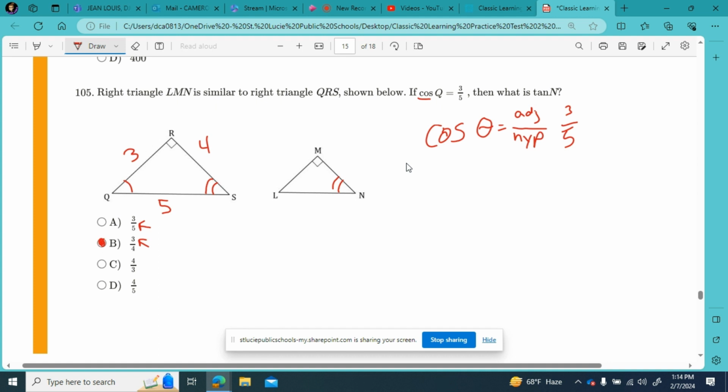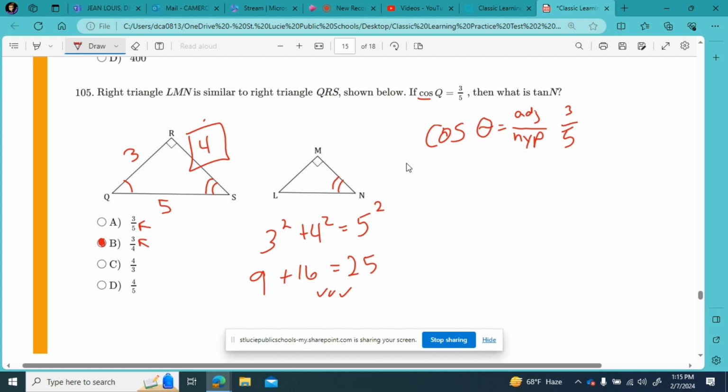And if we want to prove that really fast, we can prove that this must be a 4 in this ratio, right? Because 3 squared plus 4 squared equals hypotenuse squared. 3 squared is 9, 4 squared is 16, equals 25. True, those add up.